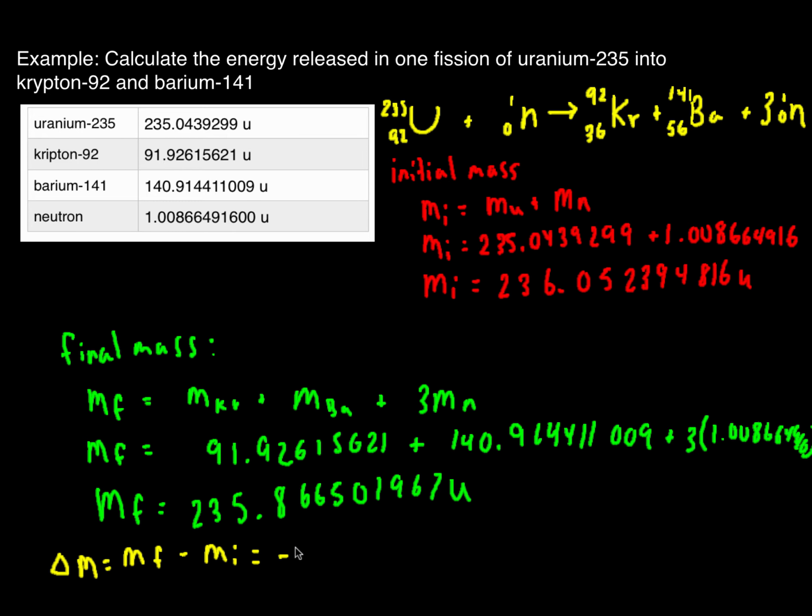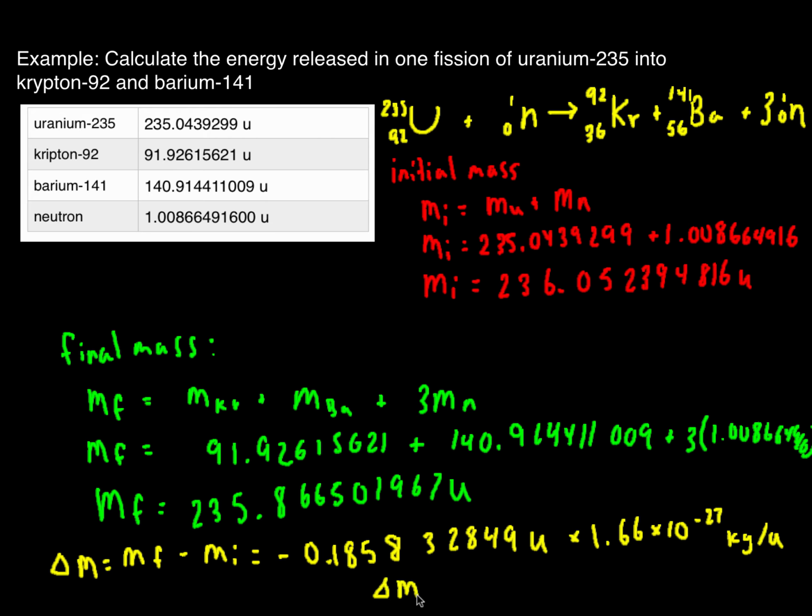The change in mass is the final mass minus the initial mass. This is negative 0.185832849 atomic mass units. We convert this into kilograms by multiplying by 1.66 times 10 to the minus 27 kilograms per atomic mass unit, which gives us a change in mass equal to 3.0858269 times 10 to the minus 28 kilograms, and this is negative because this mass has been lost.